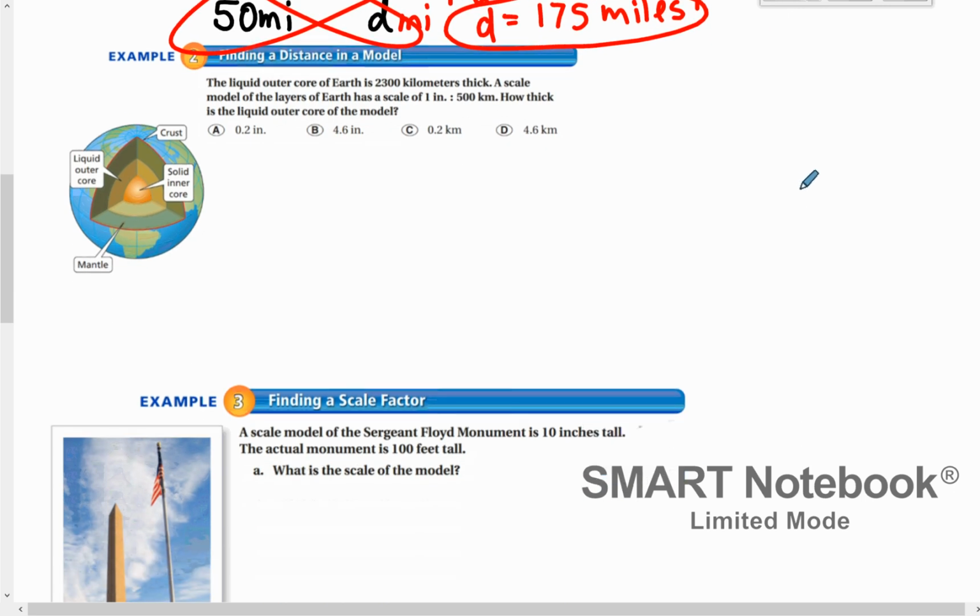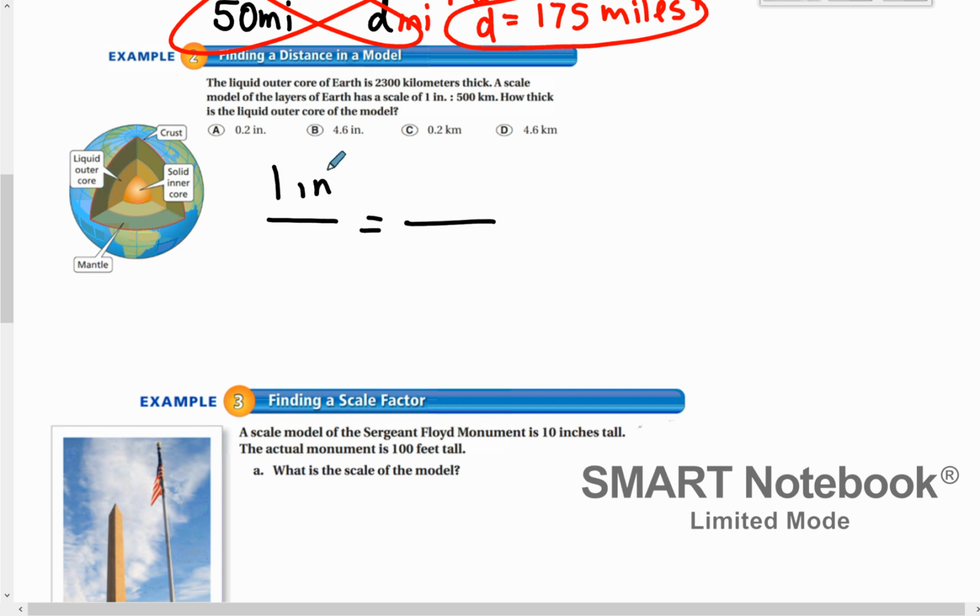Number 2, a liquid outer core of Earth is 2,300 kilometers thick. A scale model of the layers of the Earth has a scale of 1 inch to 500 kilometers. How thick is the liquid outer core of the model? So I want you to try to set up that proportion. If you need time to write it down, please pause the video before I start writing so you can think for yourself.